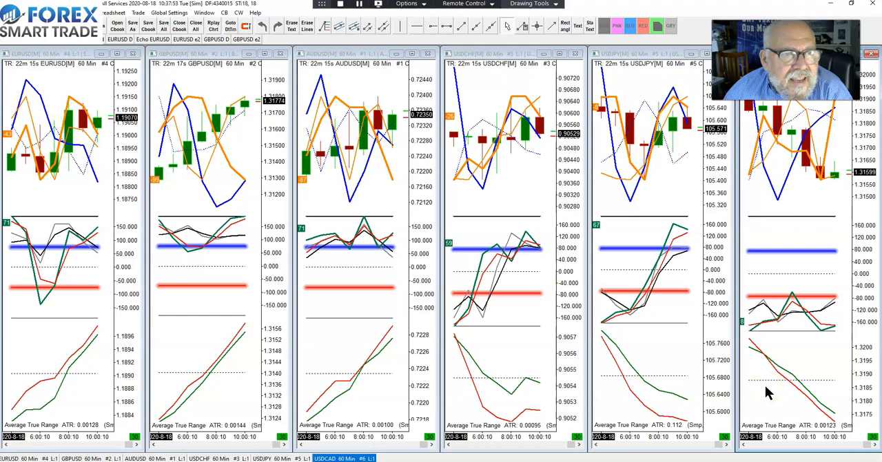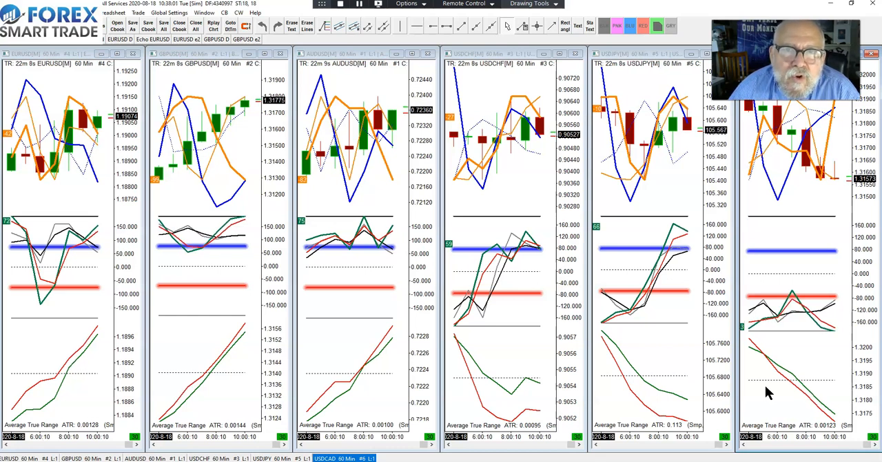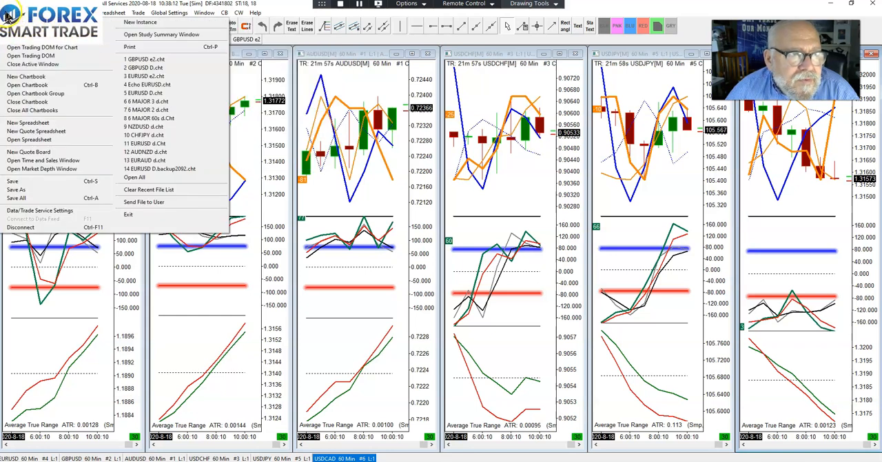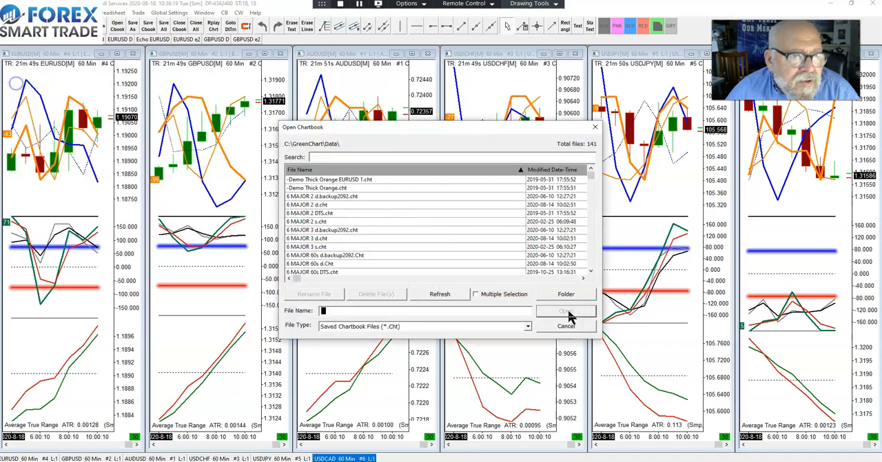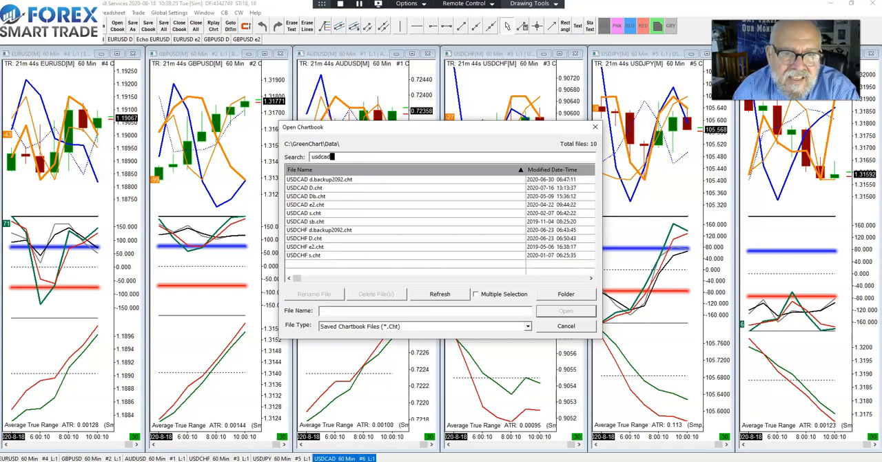So let's go ahead, and now to take this trade, I need to figure out what it's worth. So to figure out what it's worth, I want to look at the full USD CAD chart. And to do that, I am going to go to File, and I used this chart recently. I have not, so Open Chart Book, USD CAD.